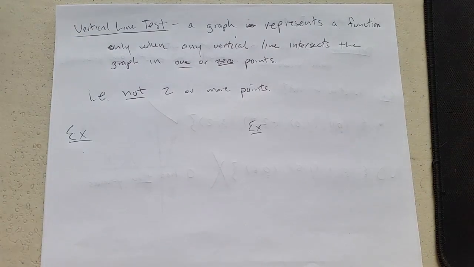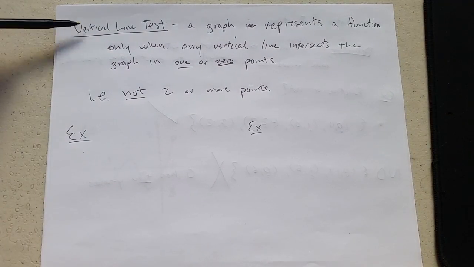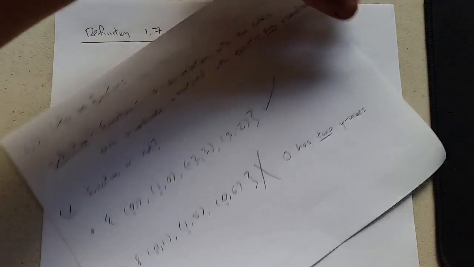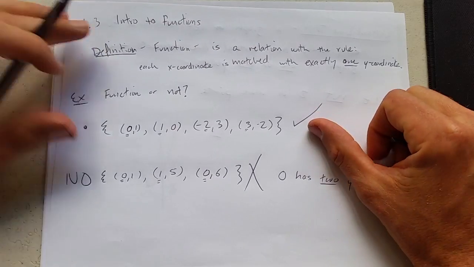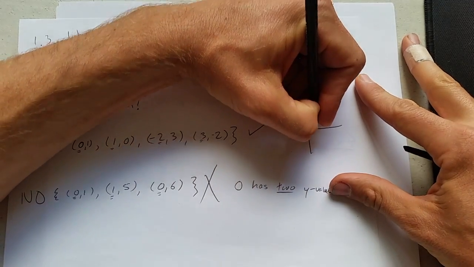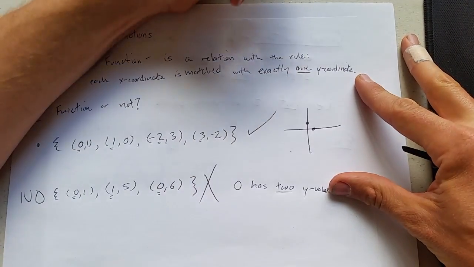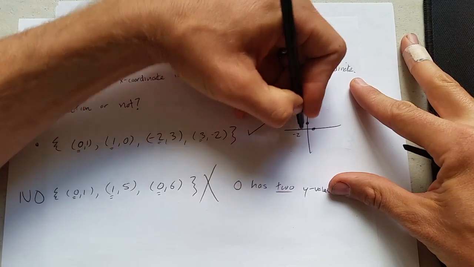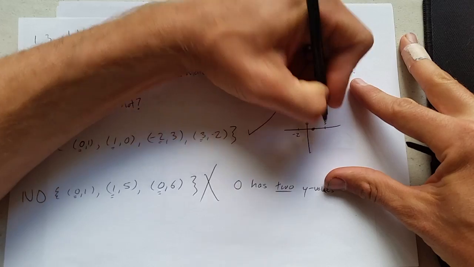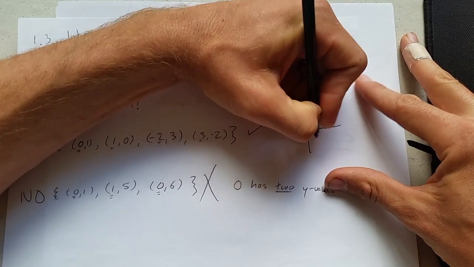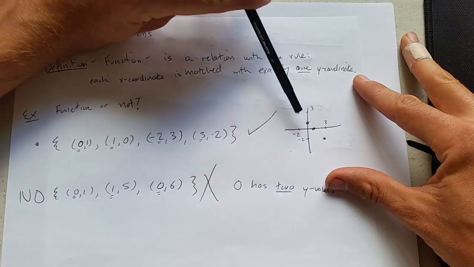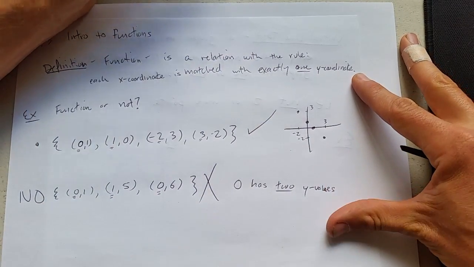Now if we're looking at a graph, this idea is going to be the vertical line test. So let's look at the graph of these relations right here. If I graph the first one, just 4 points, plot them out quickly: (0, 1), (1, 0), (-2, 3), and (3, -2). This is a very rough, quick sketch here. So these are all 4 points right here. If you notice, every x-coordinate is different.